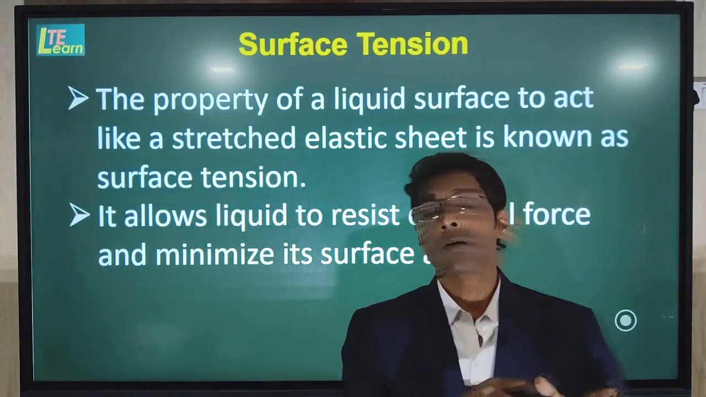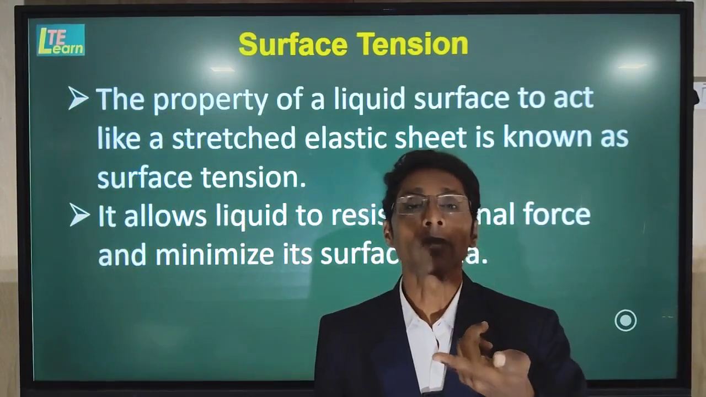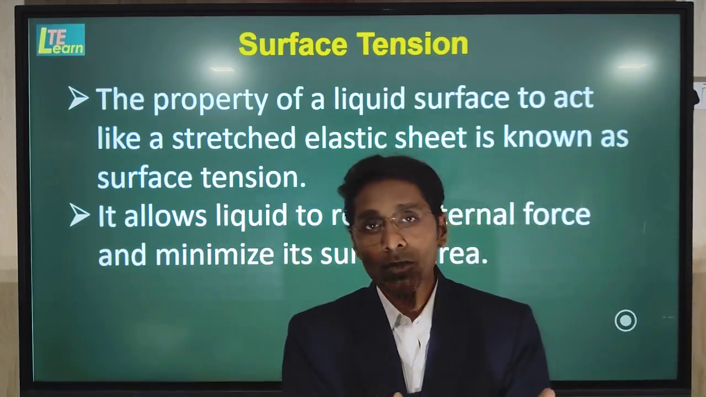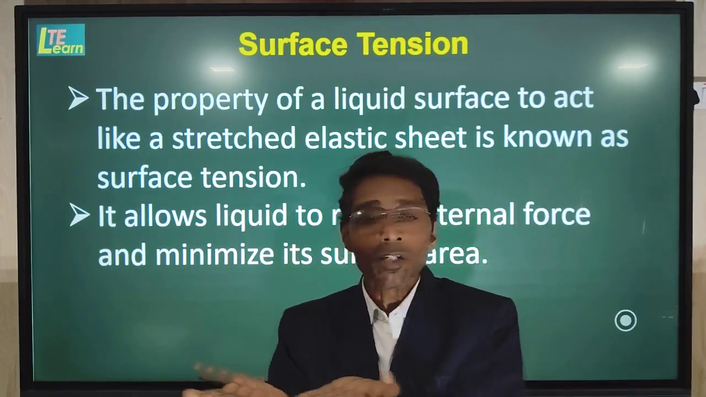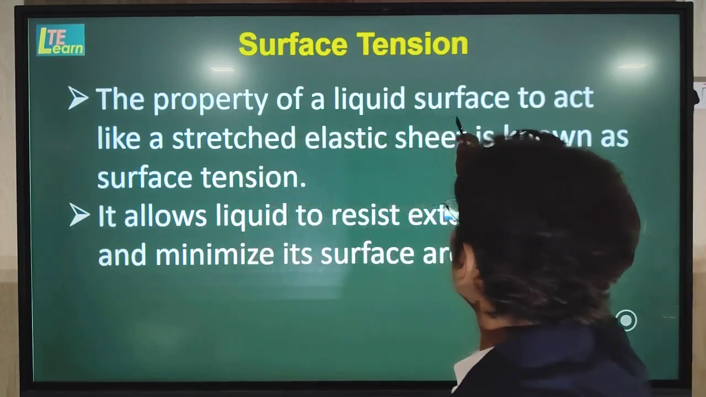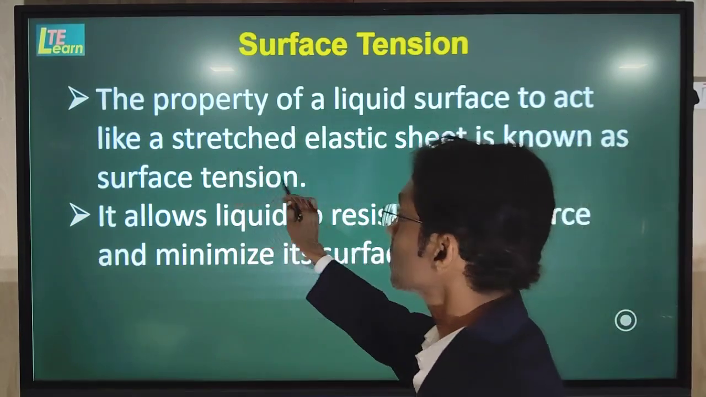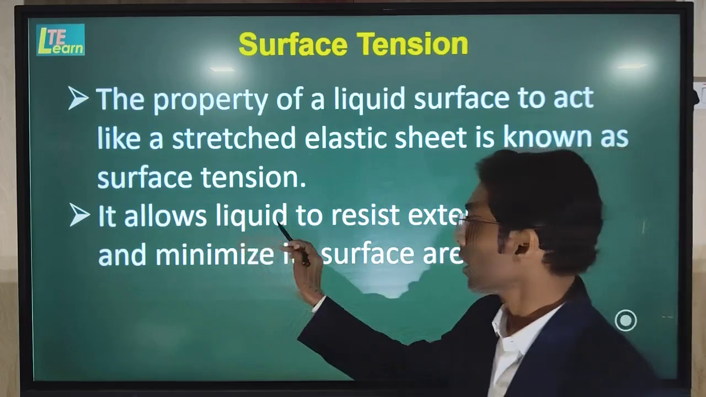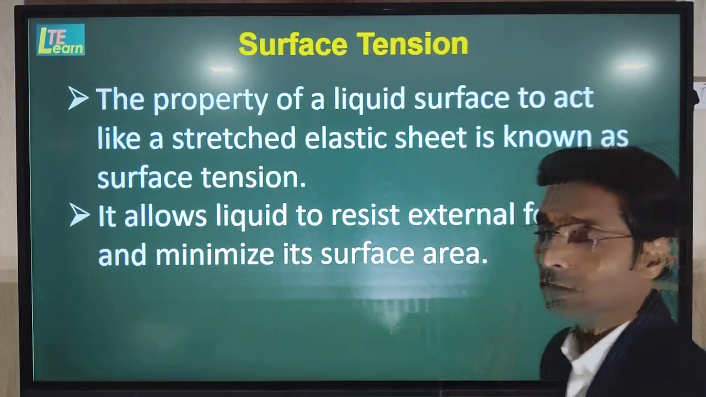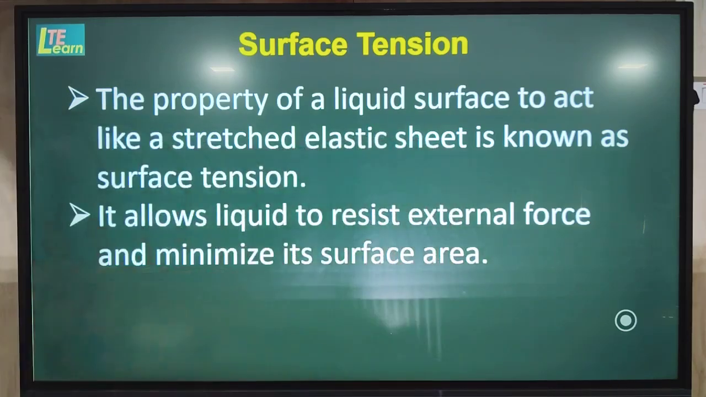So the walking of insects on water, the formation of soap bubbles, or the floating of a pin on water becomes possible because the surface of the liquid acts like a stretched membrane. That is why the property of a liquid surface to act like a stretched elastic sheet is known as surface tension, and it allows the liquid to resist external force. Also it minimizes its surface area, which is helpful in various industrial applications.